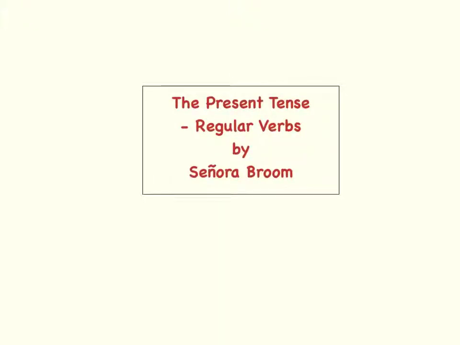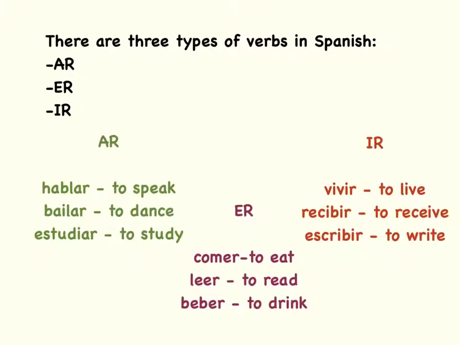In this video we're going to be looking at how to conjugate regular present tense verbs. There are three types of verbs in Spanish that end in AR, ER and IR.